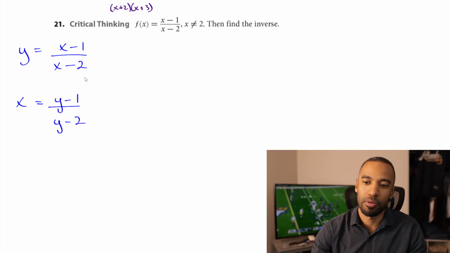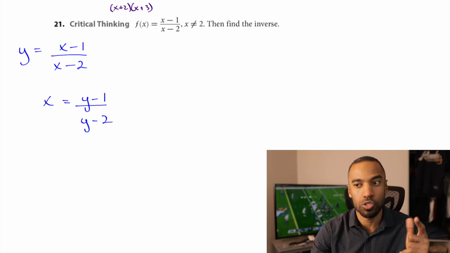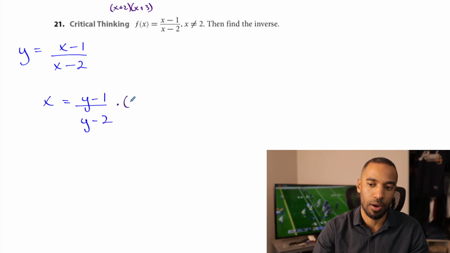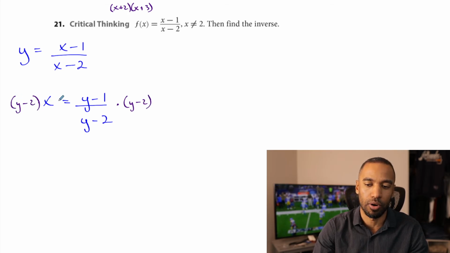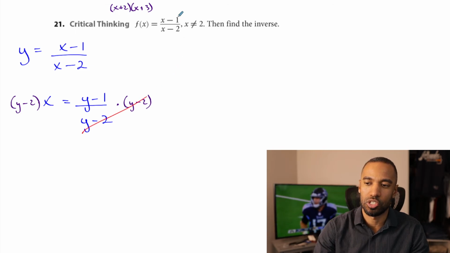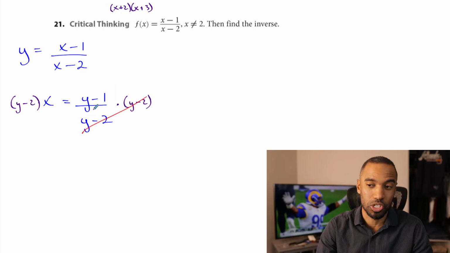I'm going to multiply both sides by y minus 2. Just like if there's one thing to match with what we're doing here, I want to get rid of fractions. And to solve for y, I need to get y up in the numerator. So I'm going to multiply both sides by y minus 2. It's gone there.